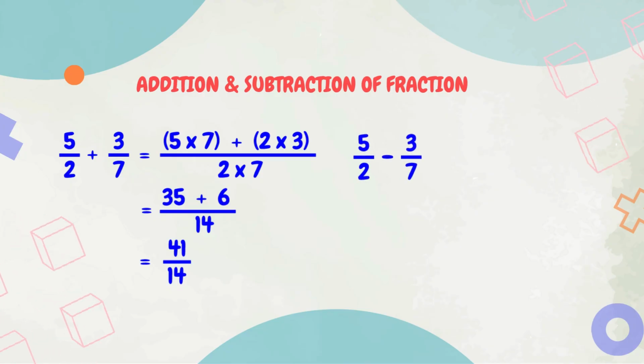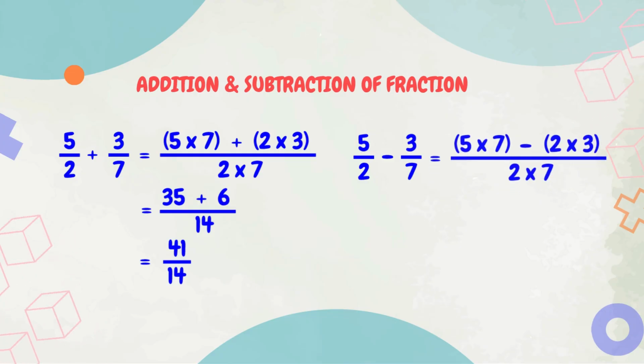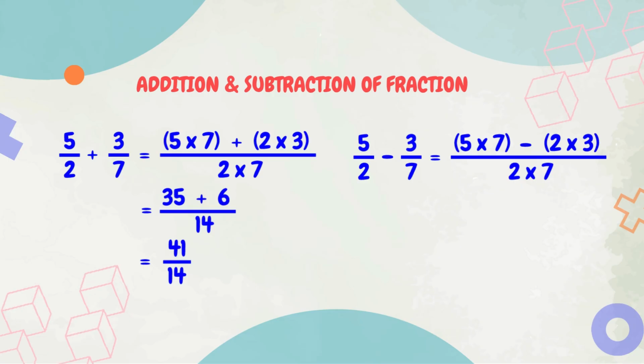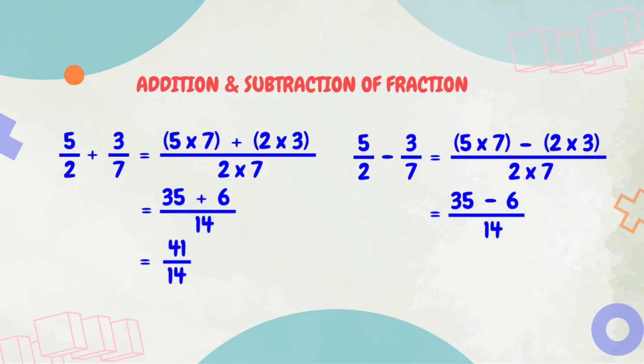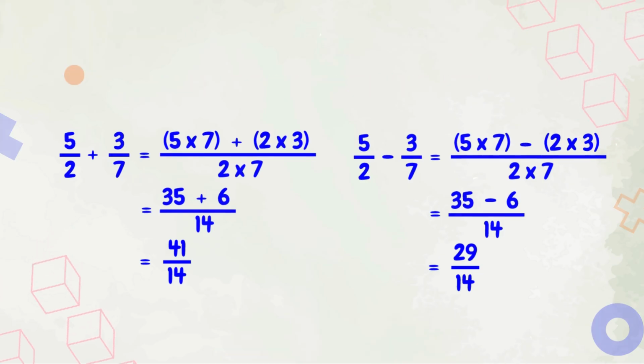Example 2. Solve 5 over 2 minus 3 over 7. We multiply 5 times 7 minus 2 times 3 over 2 times 7. This becomes 35 minus 6 over 14, which gives 29 over 14.